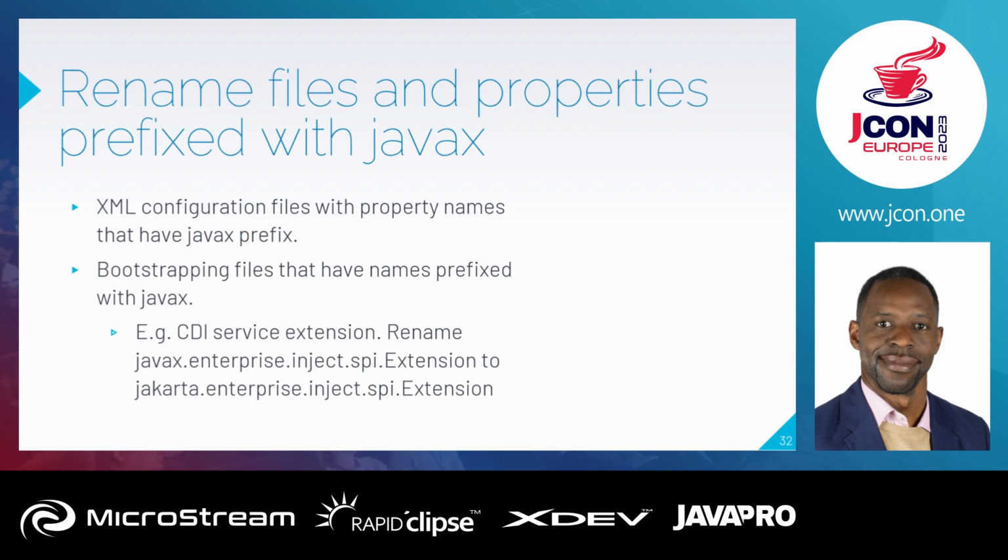And then also your properties files and your bootstrapping files, anything that's got javax.anything will be renamed to jakarta. So for example, your service extensions usually have Java namespaces or javax namespaces initially.